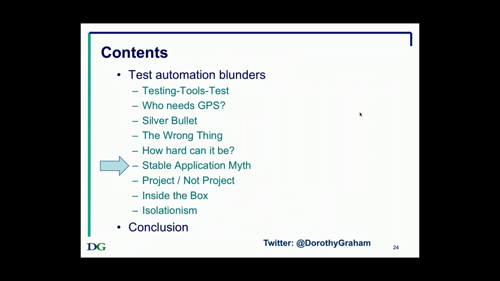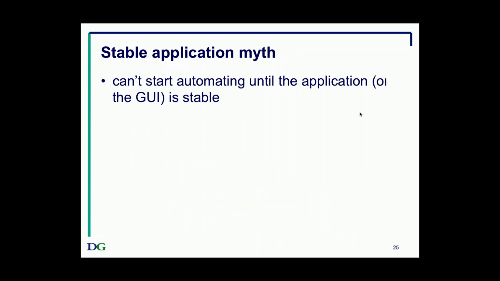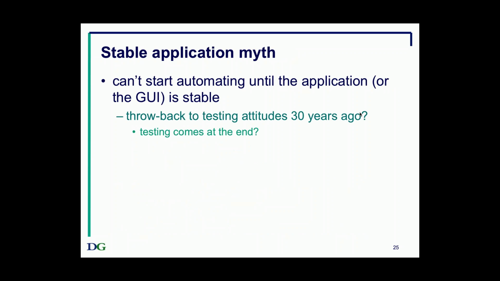The stable application myth. Well, of course, we can't start automating until the application or the GUI is stable, right? Hang on a minute. I remember this attitude towards testing from 30 or 40 years ago. Oh, we can't start testing until the code's working. We know now that we should be thinking about testing right at the very beginning. The whole idea behind test-driven design is if you think about the testing before you even write a line of code, you're going to write much better software.